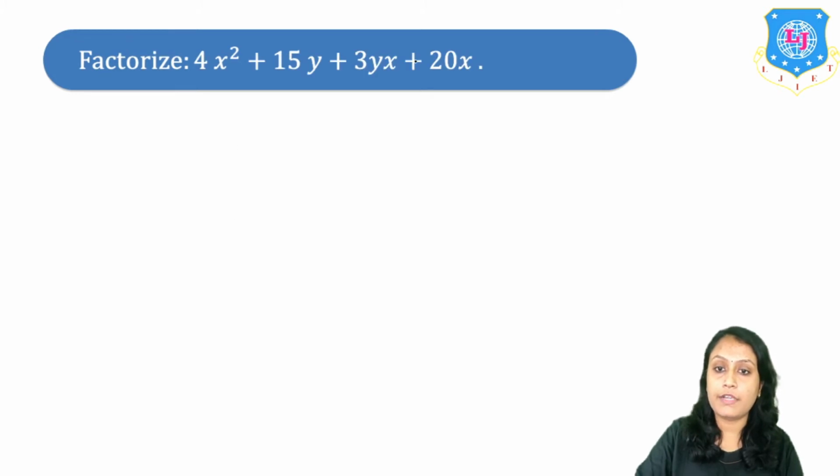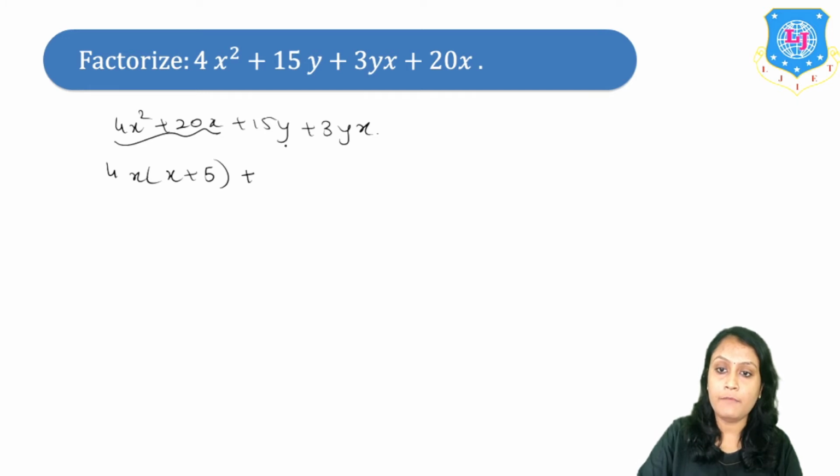Now let's factorize this. We have 4x square plus 15y plus 3yx plus 20x. Firstly, we'll write these two terms together, and 15y plus 3yx. Now we'll take 4x common from the first two, so you will get x plus 5 over here. We can take 3y common from these two terms, so you will get x plus 5. Also we can take x plus 5 common, so we have (x plus 5)(4x plus 3y).